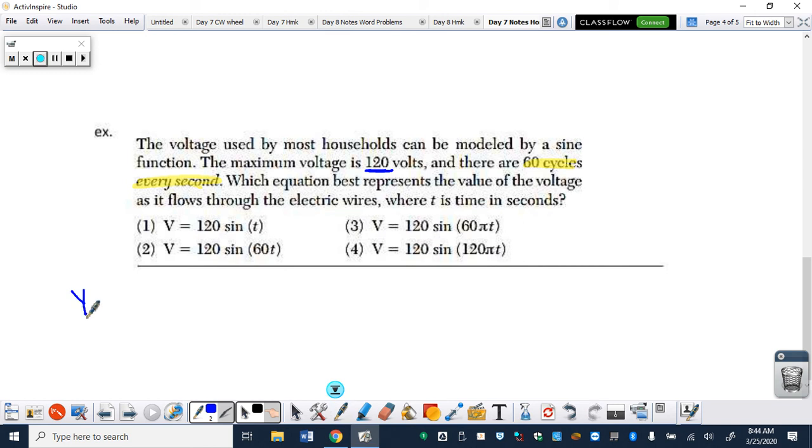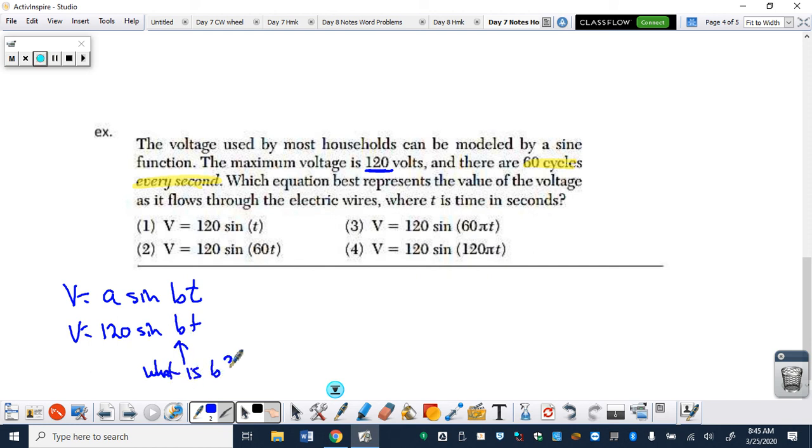So it's going to be Y equals, well, we can say V equals the voltage. We have an amplitude, sine of B, and they're using T for time instead of X. Notice there's no vertical shift. Well, the maximum is 120, so we know that 120 is going to be the amplitude. The question is, what is B?